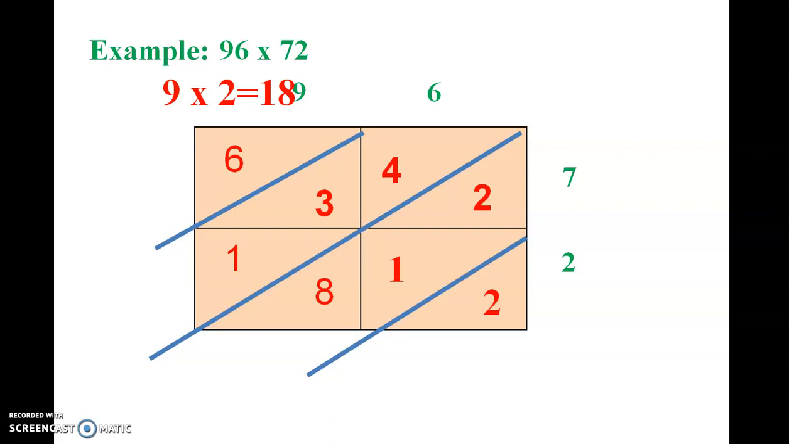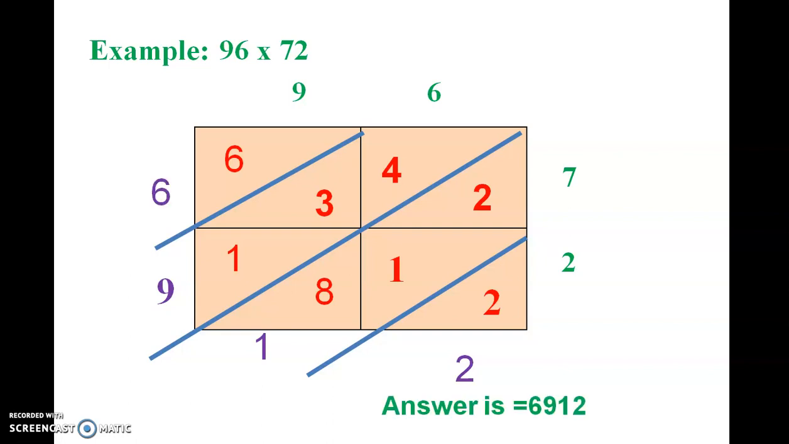Okay friends. Then we have to add the numbers. Now we can add: 2, then 1 plus 1, with 2 carried over. Then 1 plus 3 plus 4, the answer is 8. Then 1 is carried over, and the answer is 9. Okay friends. Next, 6, then the answer is 6912.